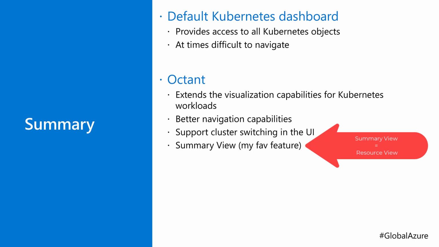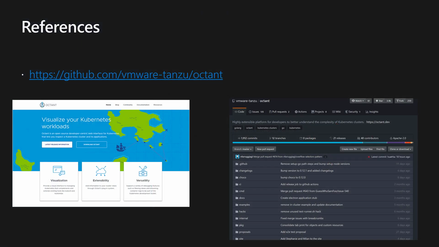The support for cluster switching in the UI itself is another handy feature, and my personal favorite is the summary view, which shows all the links to a particular object in one single location. So in terms of references, we can have a look at these couple of references. One is the Octant website itself, which is octant.dev, and the project which is supported by VMware on GitHub is Octant. So these two resources are helpful if you want to learn more about Octant.